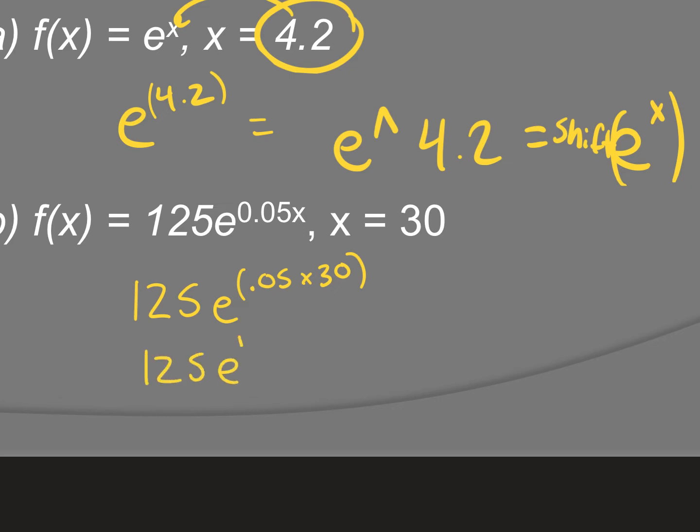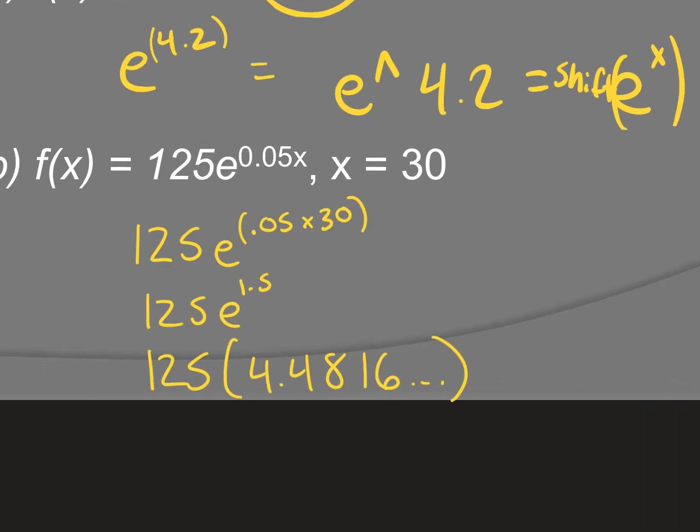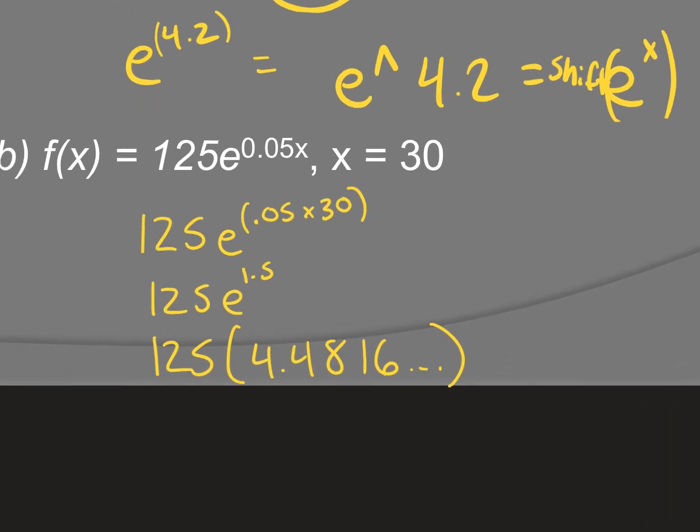So that would give me 1.5. And then e to the power of 1.5 would be 4.4816. I'm just going to leave it in my calculator to do the last step, so my answer can be as exact as possible. So just leave that in the calculator and multiply it by 125. So 560.211.